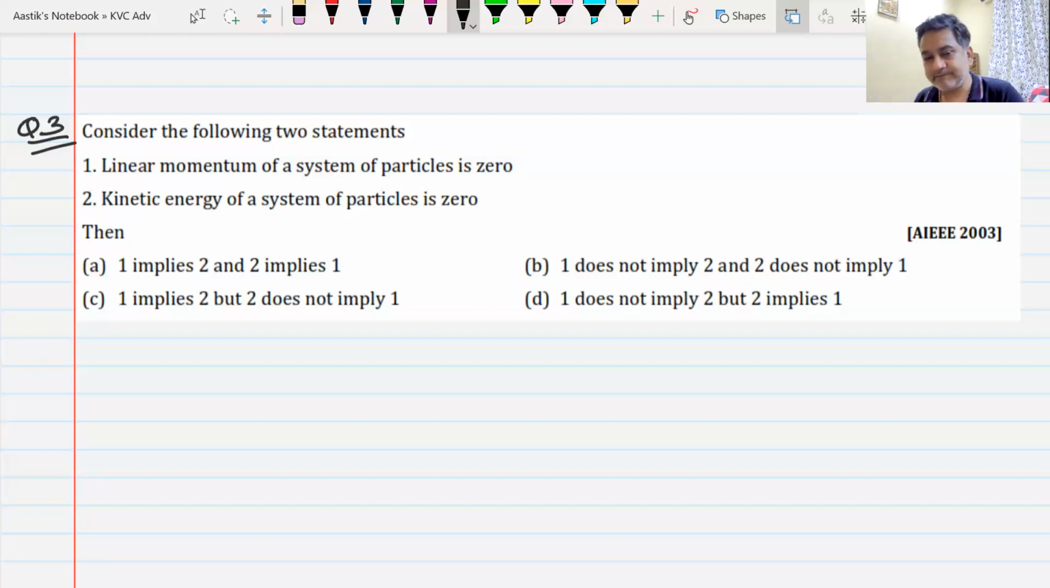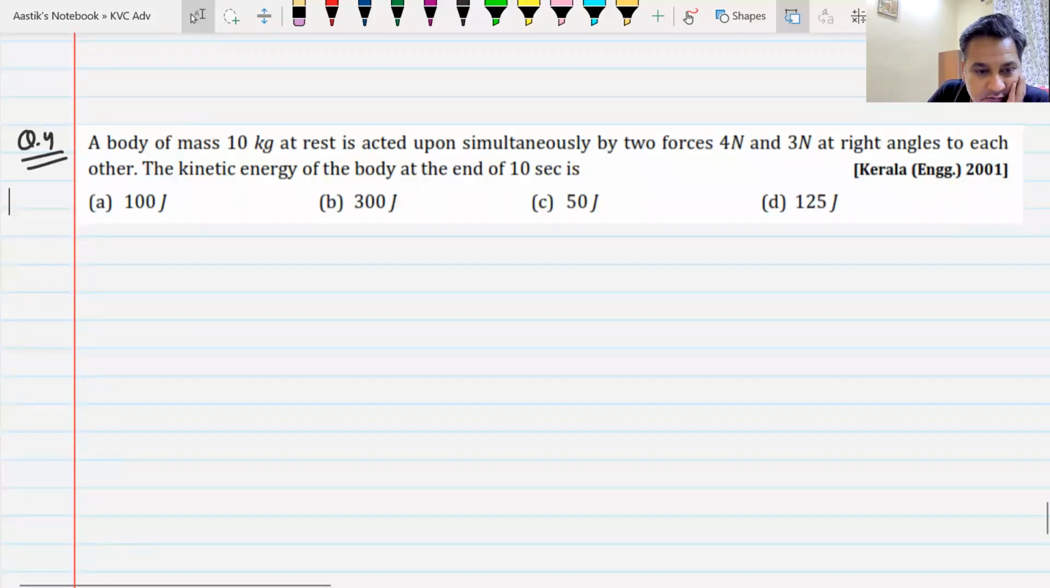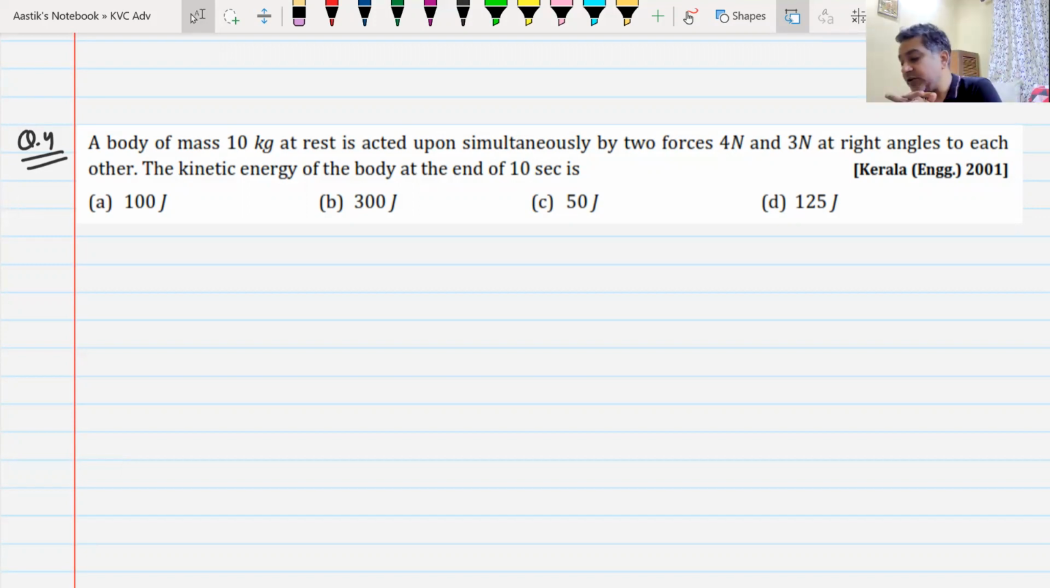Question number 4. These are the type of questions that are coming these days. A body of mass 10 kg at rest is acted upon simultaneously by two forces, 4 Newton and 3 Newton at right angles to each other. What is the kinetic energy of the body at the end of 10 seconds? Think about it, get me the answer.